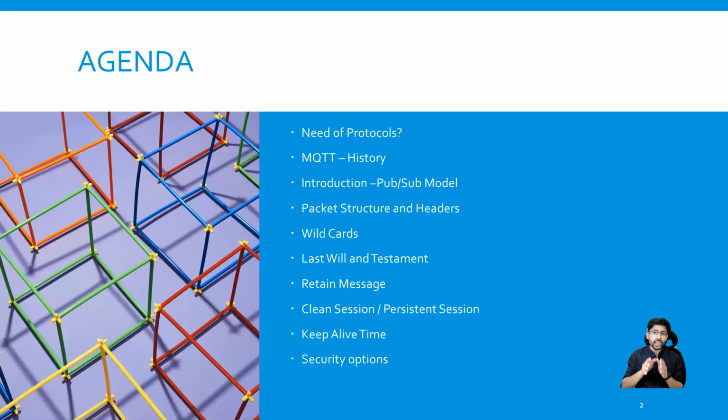Let me first tell you the agenda of today's session. The agenda is: what is the need of protocols, a little bit of history about MQTT, how MQTT came into existence and what was the need for it, and then an introduction to the MQTT protocol, the publish subscribe model, packet structure and header, wildcards, last will and testament, the retained message concept, clean session and persistent session, the keep alive time interval and what the job of this keep alive interval is, and then what security options are available in the MQTT protocol.